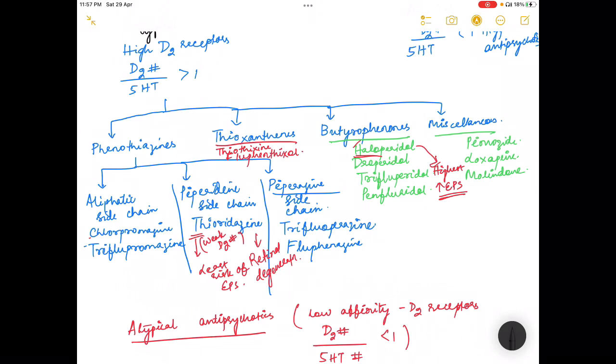And further, we had classified the typical antipsychotics into phenothiazines, like those having aliphatic side chains, chlorpromazine, triflupromazine, and those having a piperidine side chain like thioridazine. We had remembered that thioridazine has a weak D2 blocking action and the least risk of extrapyramidal symptoms. Then we had discussed thioxanthenes, which are thiothixene and flupentixol, butyrophenones, which are haloperidol, droperidol, trifluperidol, and miscellaneous drugs like pimozide, loxapine, and molindone.